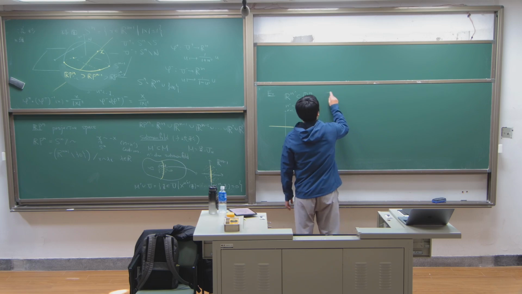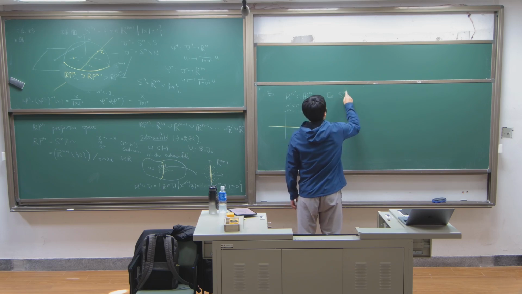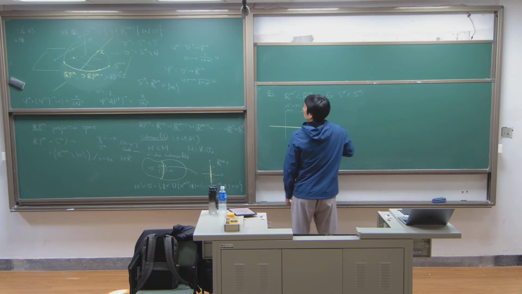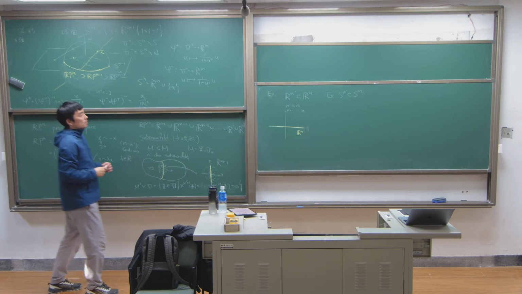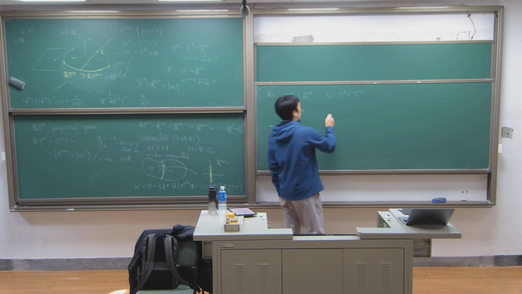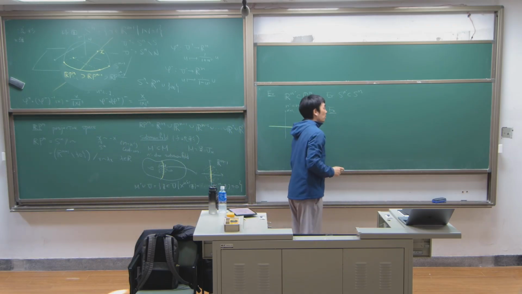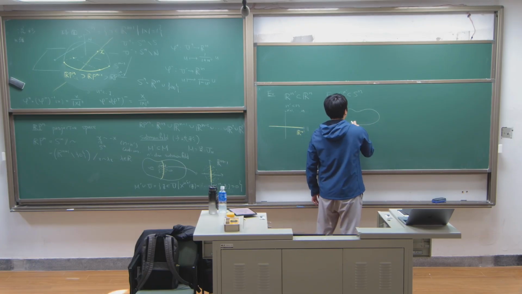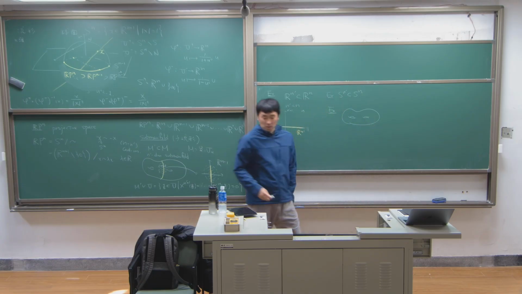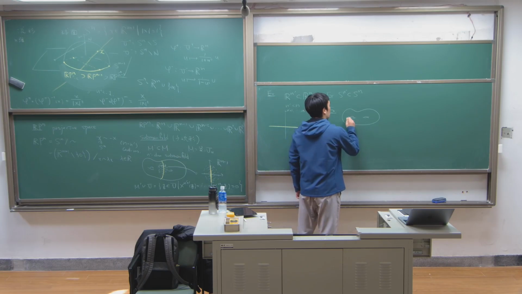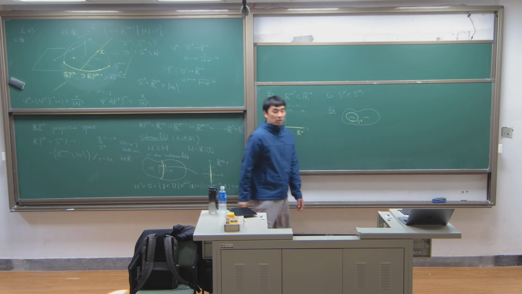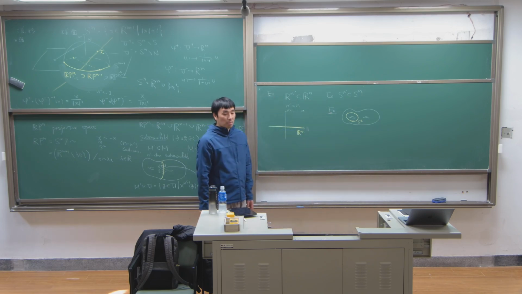Of course, another example is S^n prime in S^n. That's the equation, so you can just put the equation. That is also a submanifold. Another example is if you consider a Riemann surface, this becomes S1. This is also a submanifold.